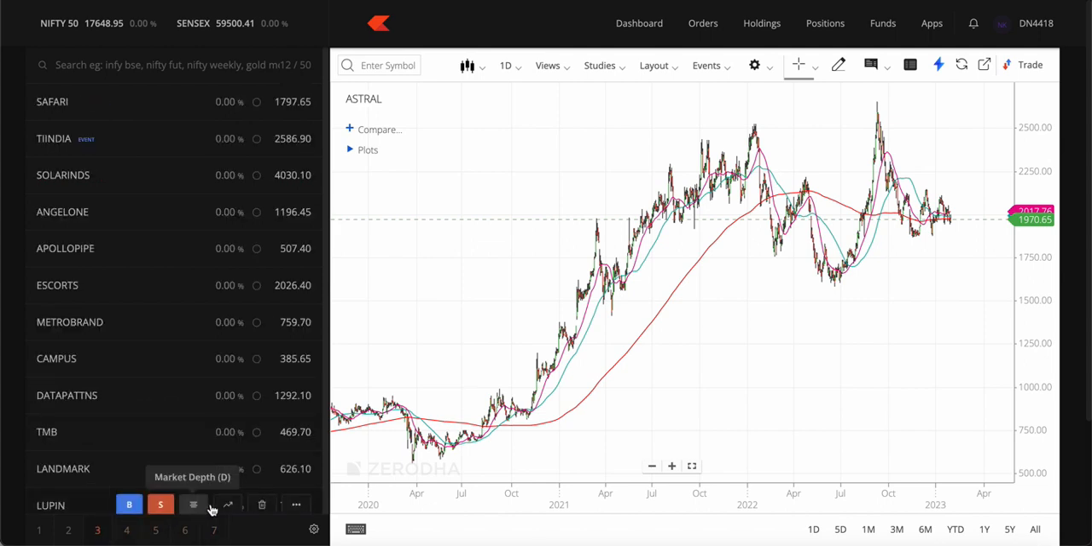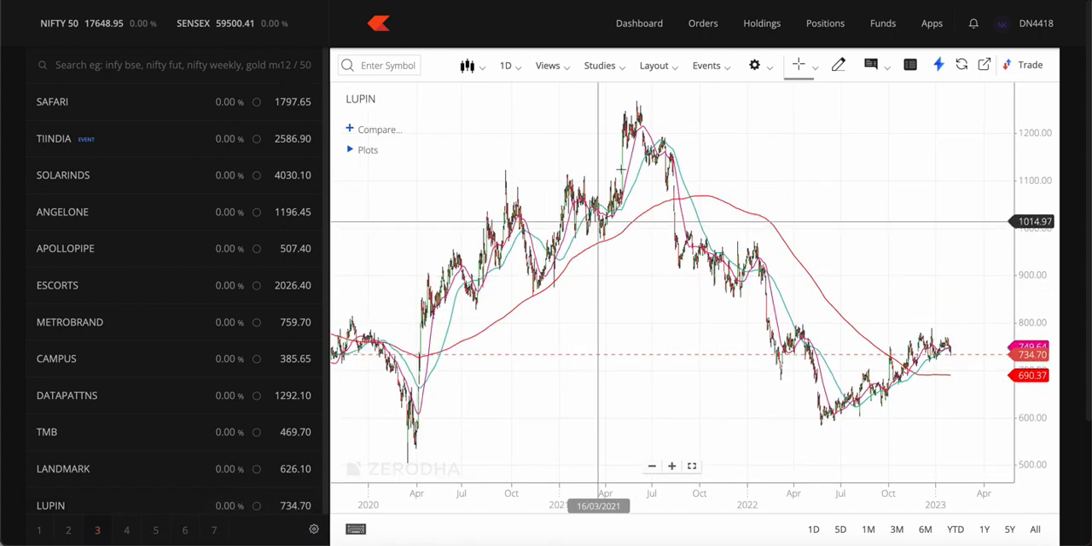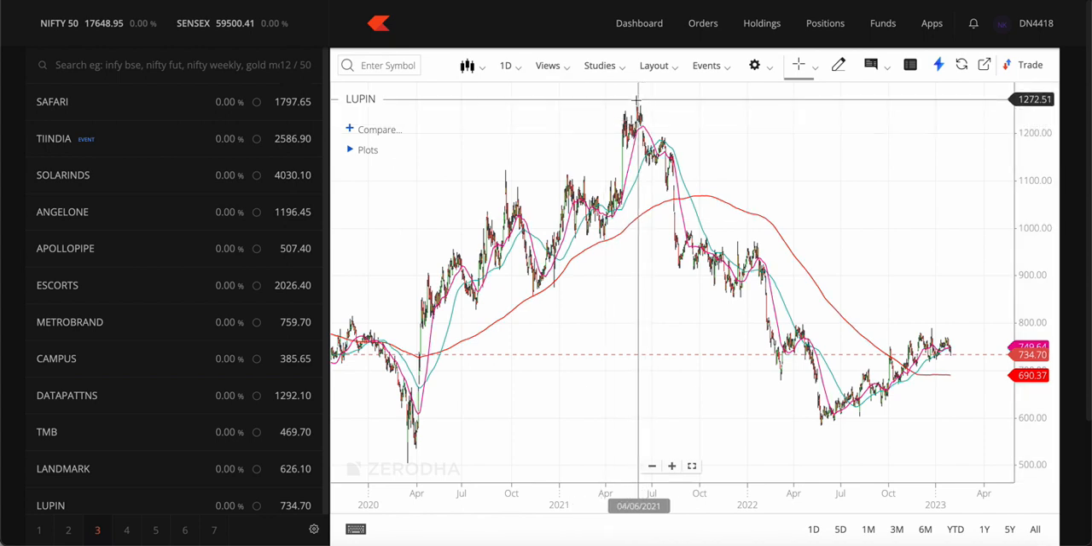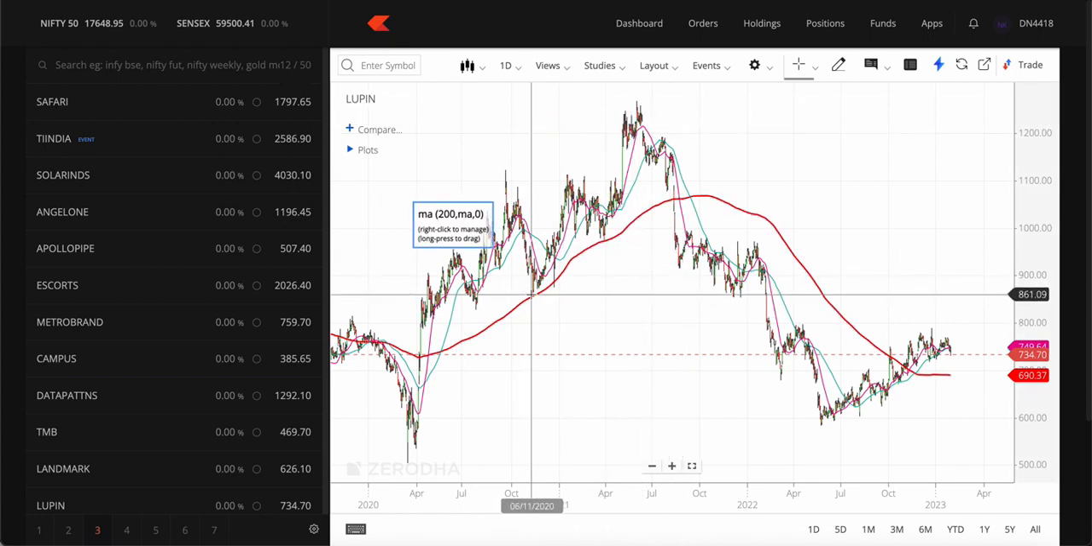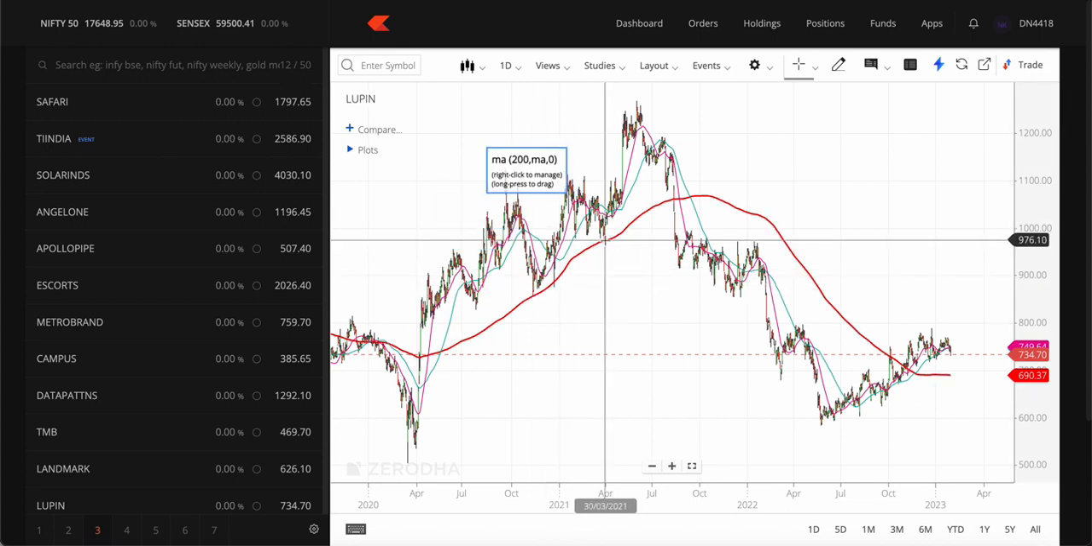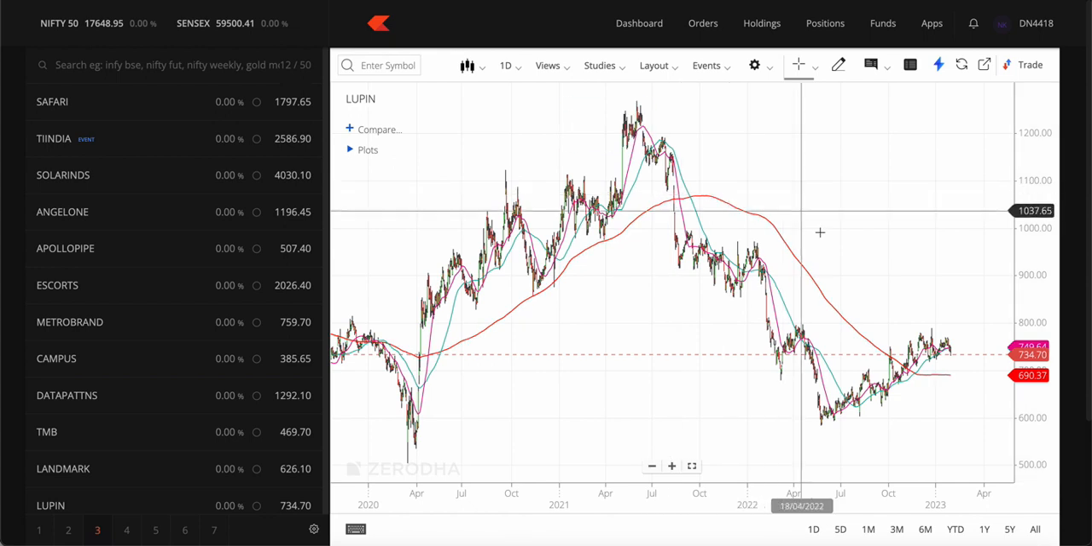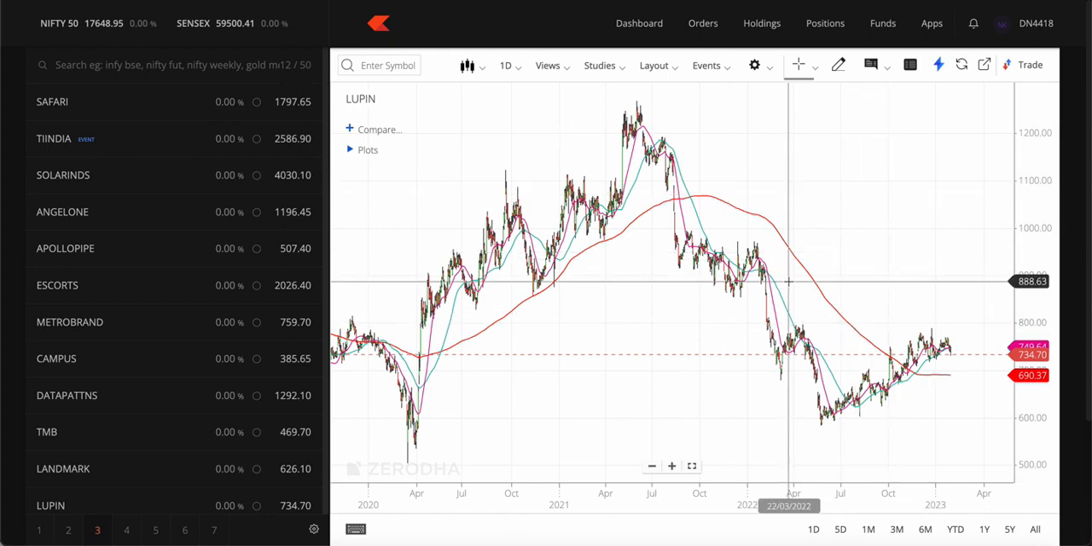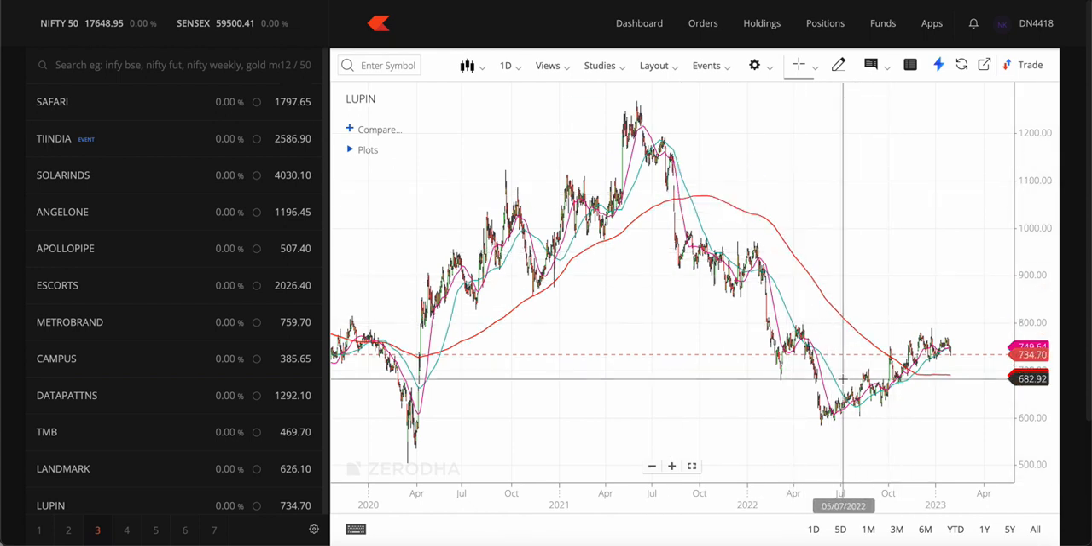So I will show some of the very bearish stocks in the long term also. This is Lupin, a pharma company. It has taken the support at the 200 DMA moving average. Here also it took the support. Here also it took the support. Here the stock is now clearly in a long-term downtrend. In the short term also, it's moving in a downtrend.